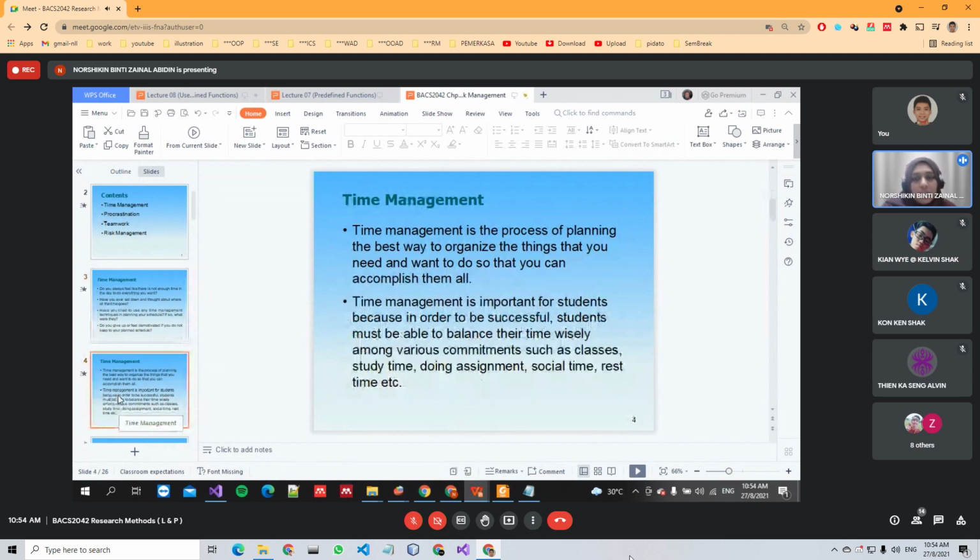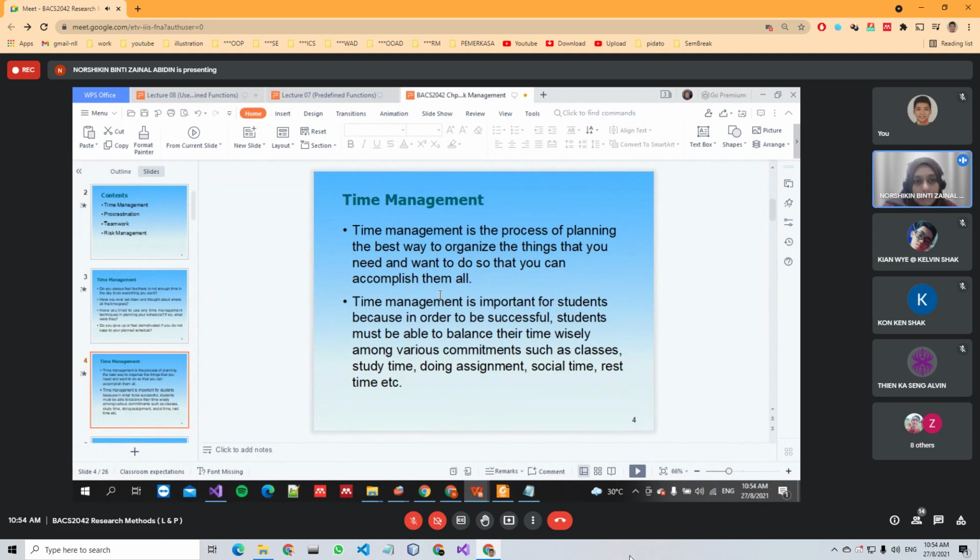Then time management. Time management is the process of planning the best way to organize the things that you need and want to do so that you can accomplish them all. Time management is very important, especially for a student. Why? Because there is a term that we call student syndrome. I heard this term a lot back then. Student syndrome is a behavior where students tend to do their work at the last minute.